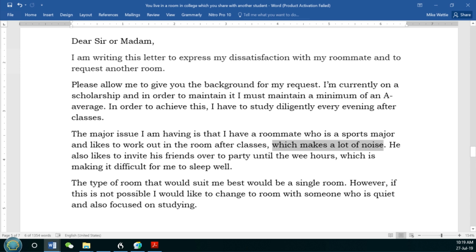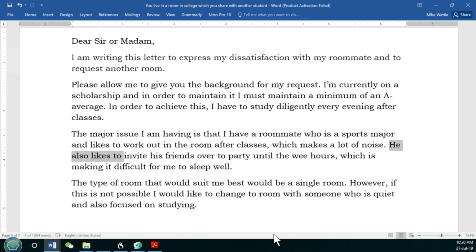We could just say that he works out in the room and leave it up to the reader to sort of connect the dots and realize that this is a problem. Even better if you can make it explicit. This last part of the sentence is maybe the difference between a level 7 and a level 8 or 9 writer. We need to have another problem.